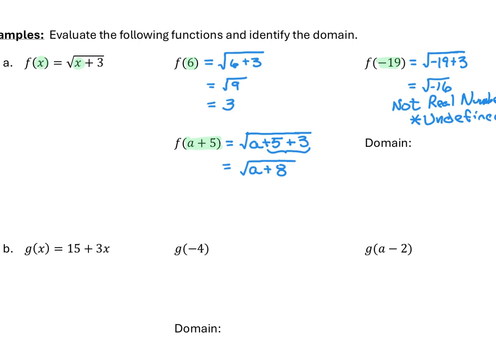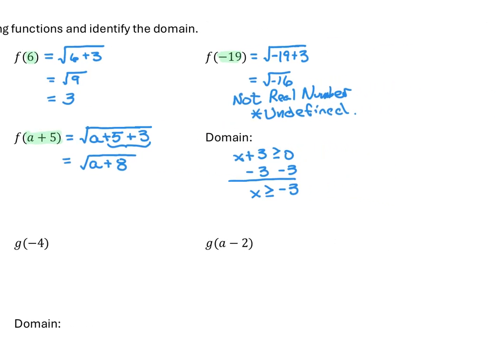All right, now let's talk about the domain. Remember that with square roots, we do have restrictions on our domain. And remember that what we want to do is take the entire inside, the x plus 3, and set this greater than or equal to 0. It has to either be 0 or positive. Remember, we cannot take square roots of negative numbers. And so, in order to solve this, we subtract 3 from both sides. We get x is greater than or equal to negative 3.